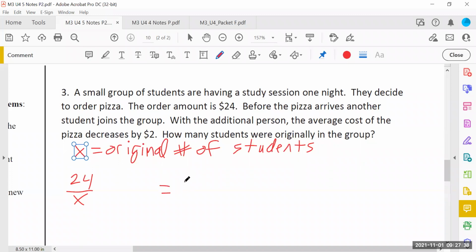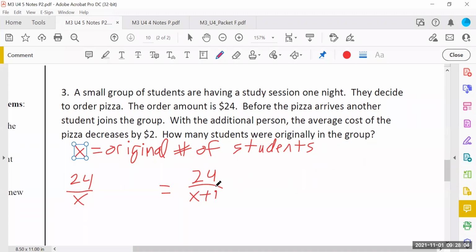But now we've got how many more? Another student, one more student joins the group. So now the price is going to be $24 divided by X plus 1, one more student. But those don't actually equal each other, right? They're off by $2. Here's the trick. Where do I put the $2?